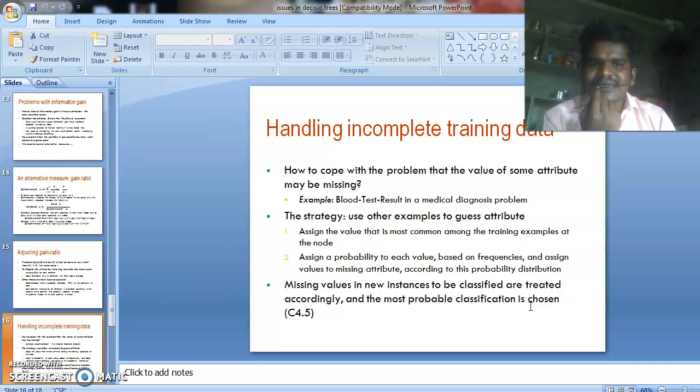Handling incomplete training data. How to handle incomplete training data in a decision tree? How to cope with the problem that the values of some attributes may be missing? One example is blood test results in a medical diagnosis problem.